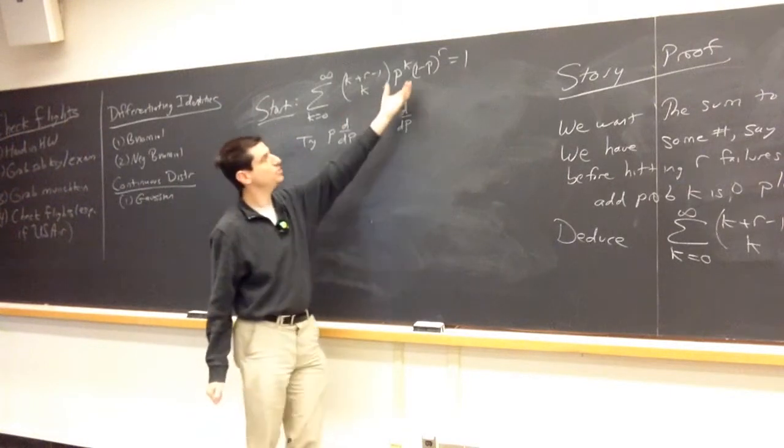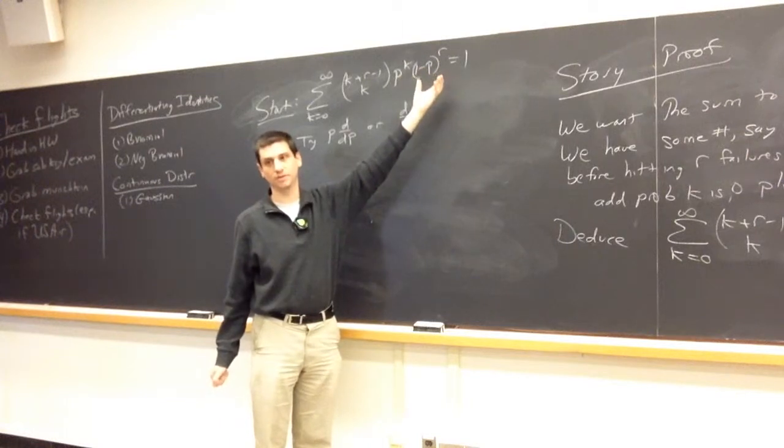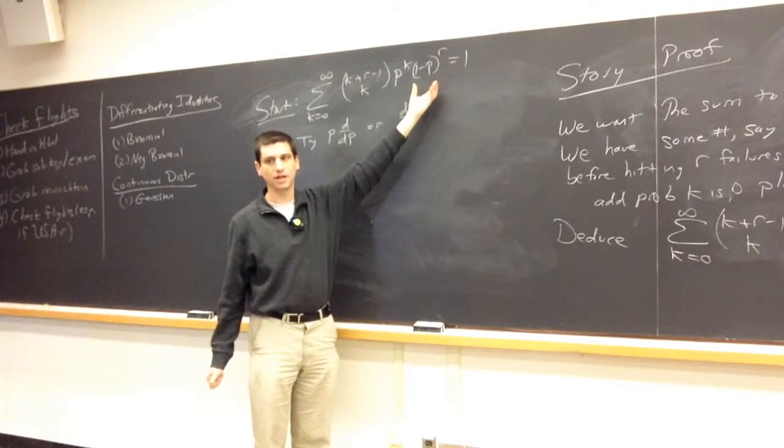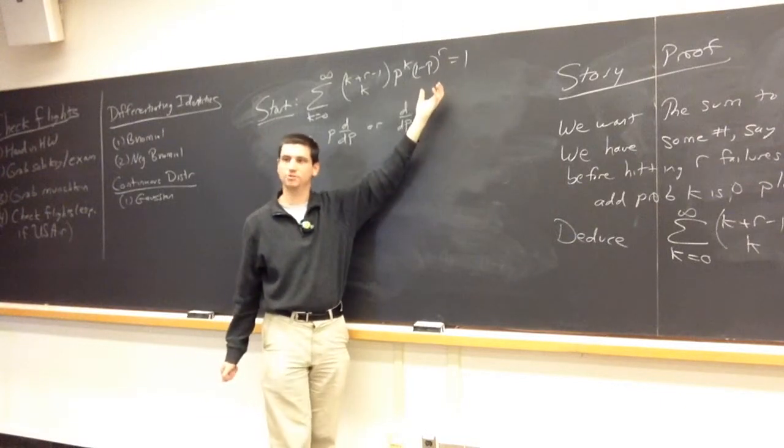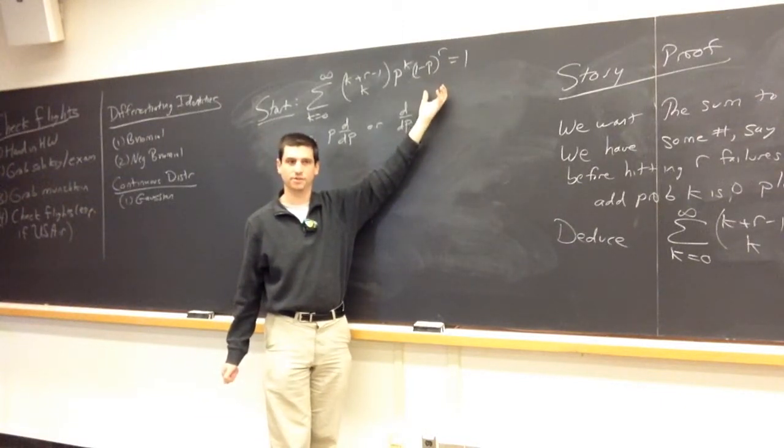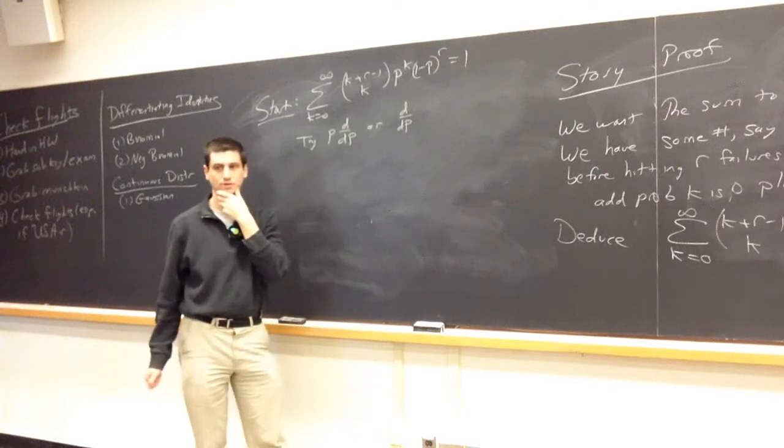So we try d by dp. And unfortunately, when we do this, we're going to get a product rule again. You can do it. I go through the algebra in the book. It's not horrible. Is there a way to bypass the product rule? How could we bypass the product rule?